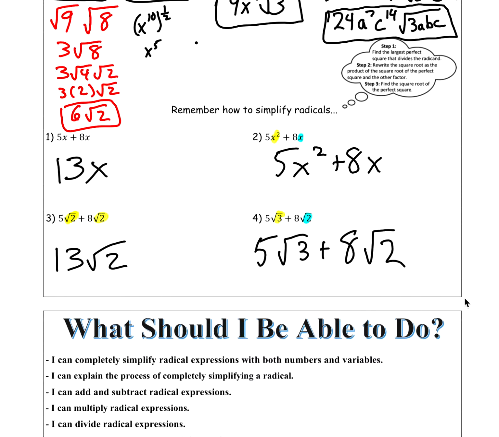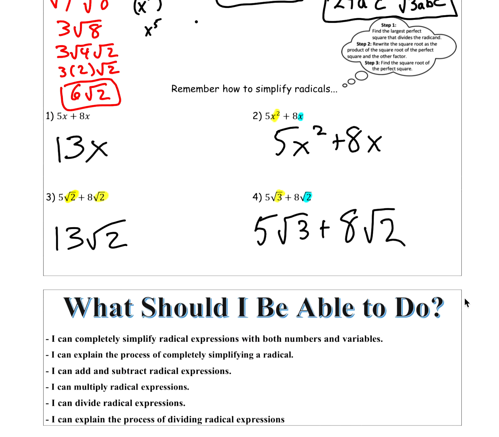What should we know by the end of the day? It's a lot of review. I can completely simplify radical expressions with both numbers and variables. I can explain the process of completely simplifying a radical. I can add and subtract radical expressions. I can multiply radical expressions. I can divide radical expressions. And I can explain the process of dividing radical expressions.